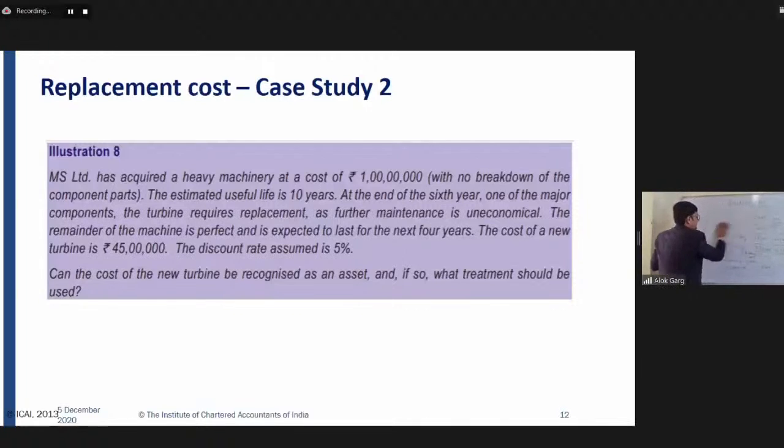Guys, just see illustration number 8. Whatever I have told you, whatever I explained to you, this is like a revision which you will get in terms of this particular illustration. This is an important concept, that is why I am focusing so much on this particular part. MS Limited has acquired a heavy machinery at a cost of rupees 100 lakhs with no breakdown of the component parts. Okay, as we have seen.